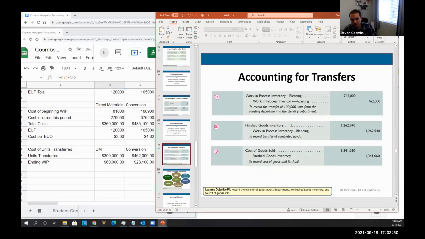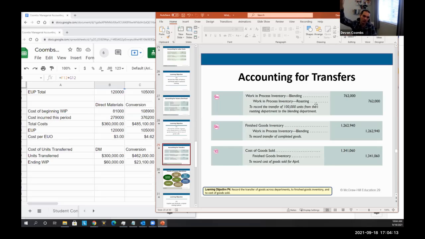And how do we transfer across products, across departments? It's just an inventory transfer. So here, when we're transferring from the roasting department to the blending department, we credit the roasting department's inventory and then we debit the blending department's inventory. Just a reclass.